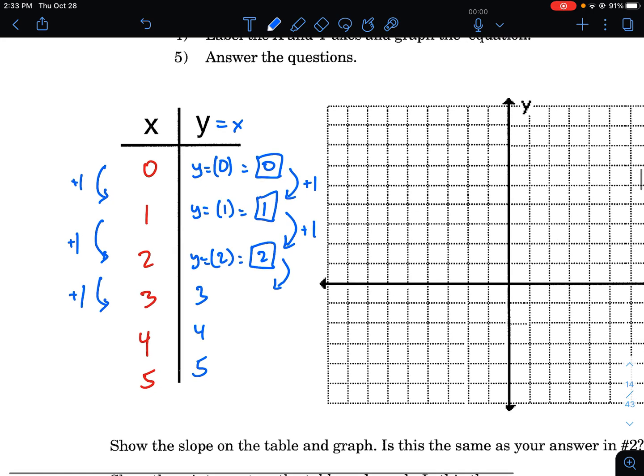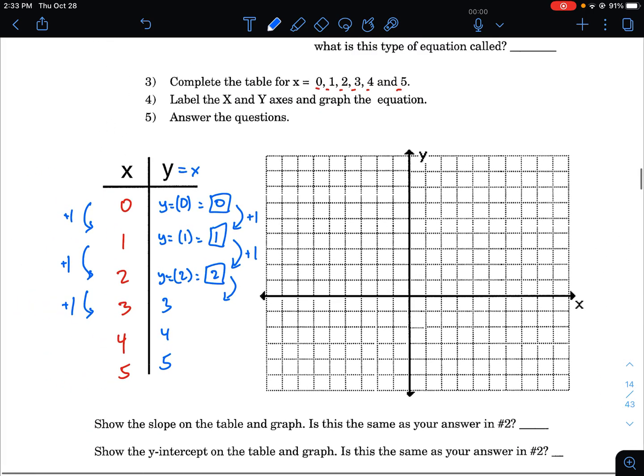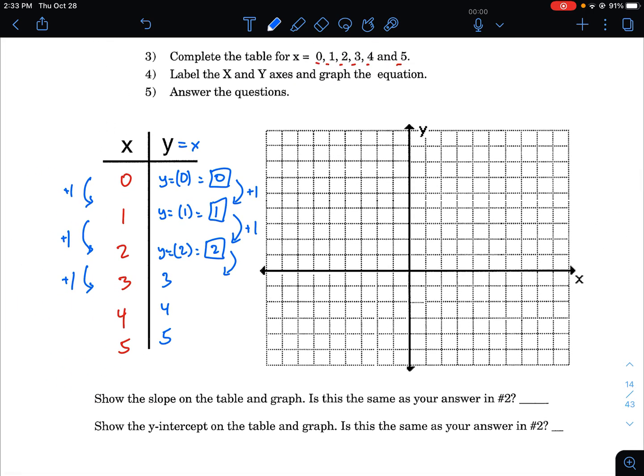Anyways, let's plot our points. I'm wasting time here. We've got 0, 0, then 1, 1, then 2, 2, then 3, 3. 0, 0 is right here. 1, 1 is right there. 2, 2, 3, 3, 4, 4, 5, 5. Look at that. It's creating a line that cuts through diagonally.